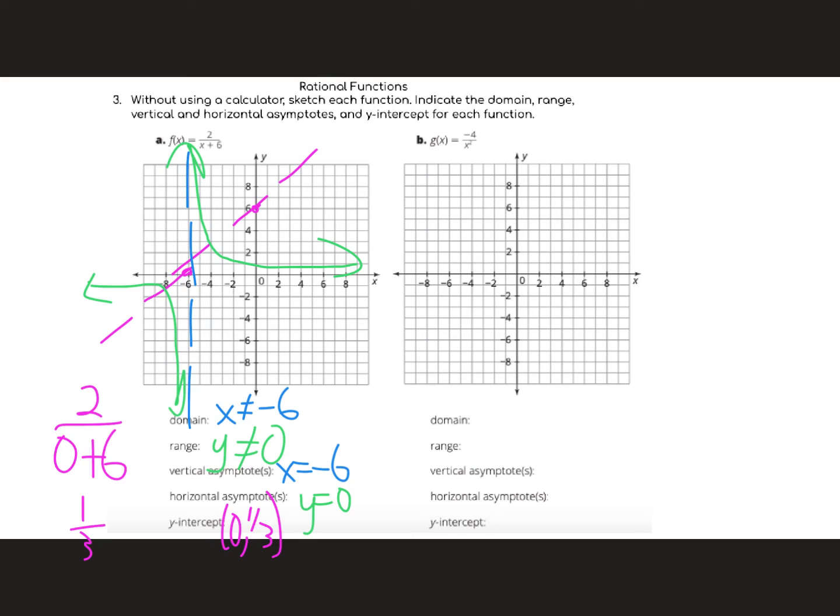Similar idea on the next one. I'm going to go ahead and graph x squared. So x squared goes like this.